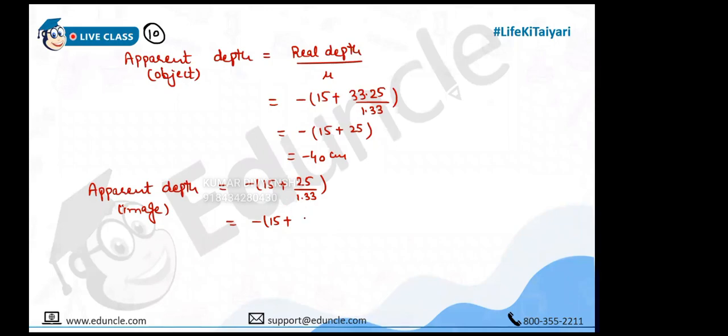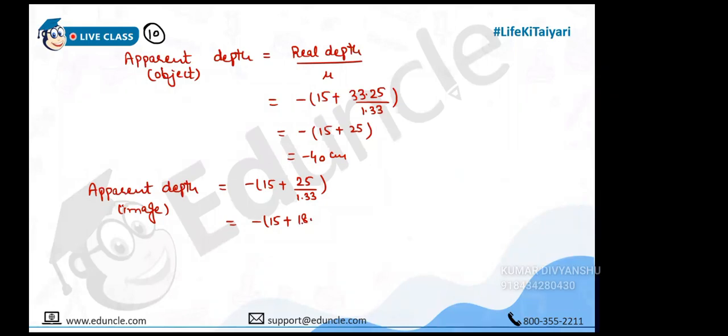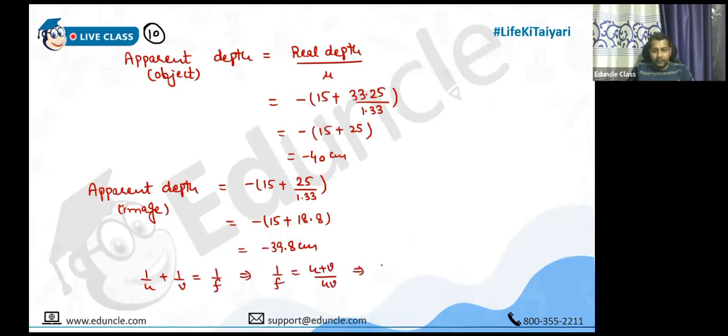Eighteen point eight, 18.8. I don't think so, because it is 25. So there must be like 5. 18.79. Okay, let it be 8 then. Minus 39.8 then. Okay, so now for the mirror, F is equal to UV by U plus V. Please solve this.